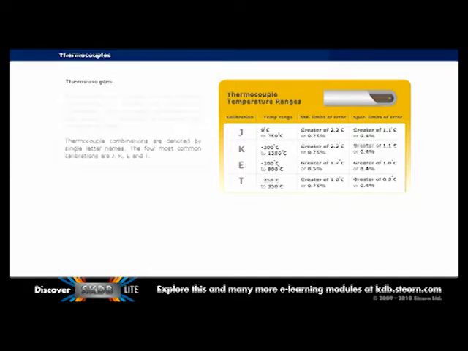Thermocouple combinations are denoted by single letter names. The four most common calibrations are J, K, E, and T.